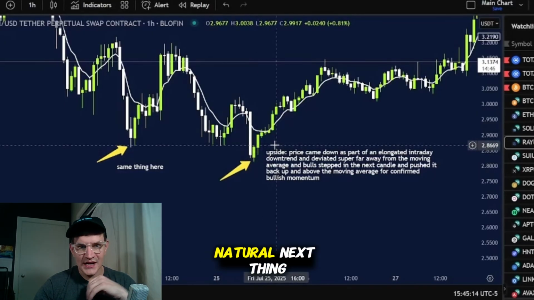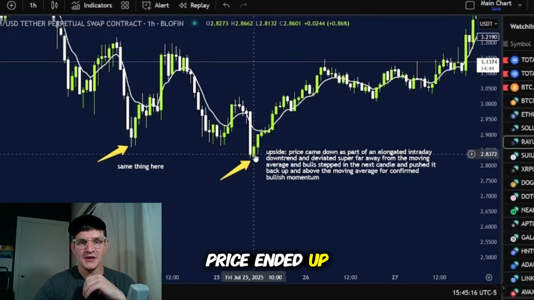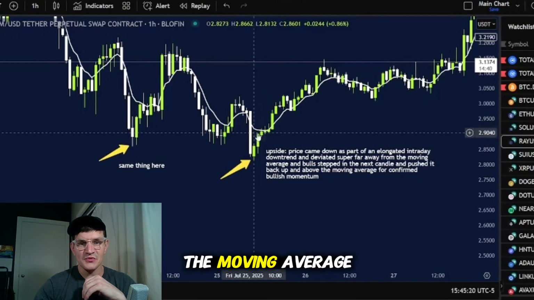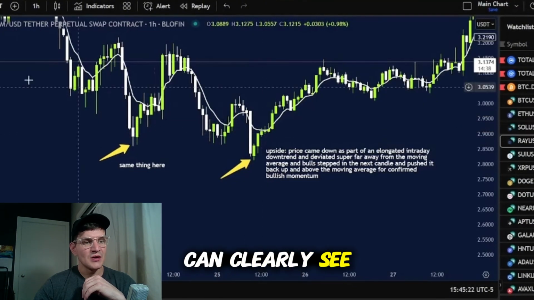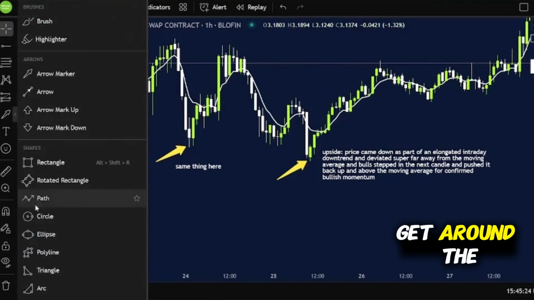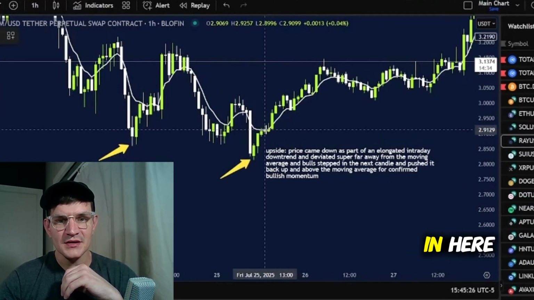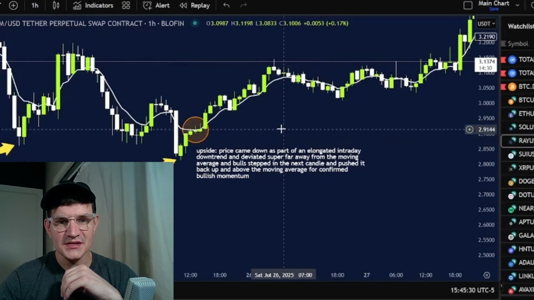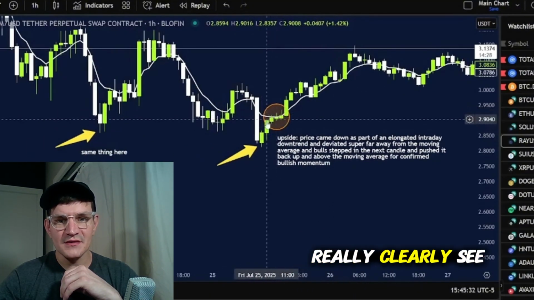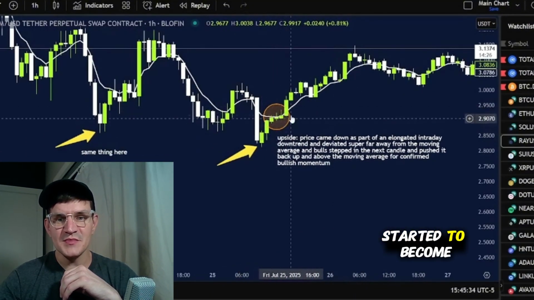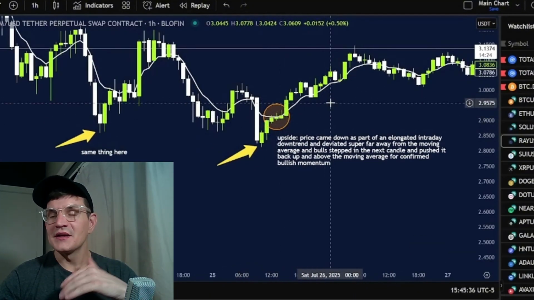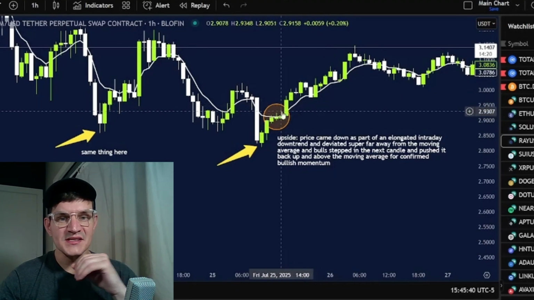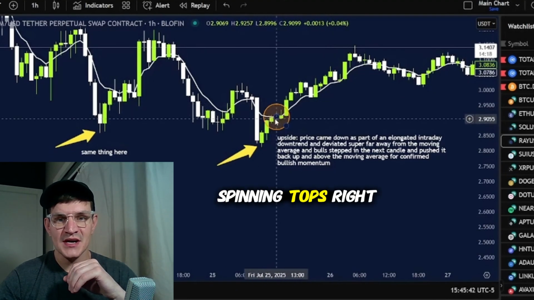And obviously the natural next thing to do is price ended up opening green on the next candle, moving all the way up, coming up to test the moving average. And as you can clearly see, when price started to get around the moving average right in here, you can clearly see these green candles in here. Let me make that bigger. These green candles started to become more like, they weren't bullish candles, but they weren't bearish candles either. They were more or less indecision type of candles. We've got these spinning tops right in here.